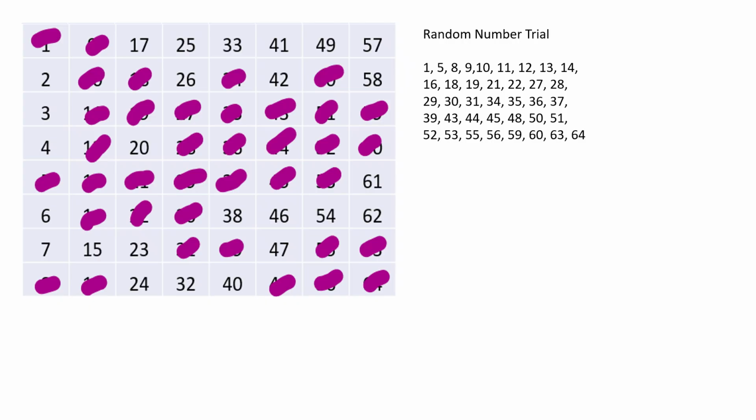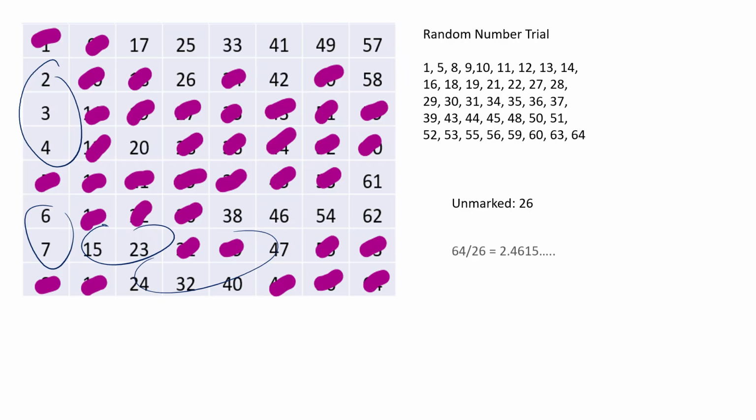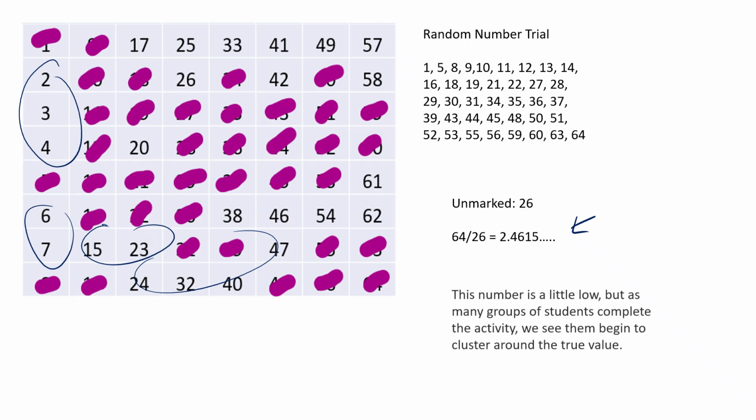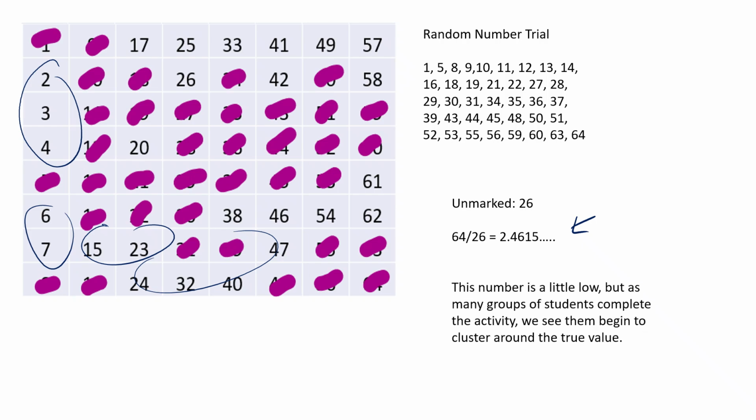And obviously I have some numbers that are not marked. So we have some numbers here, and so you can see them. And it turns out I have 26 unmarked numbers out of the 64. So now I'm going to find the ratio of 64 to 26. And that gives me that number right there. So 2.4615, and so forth.